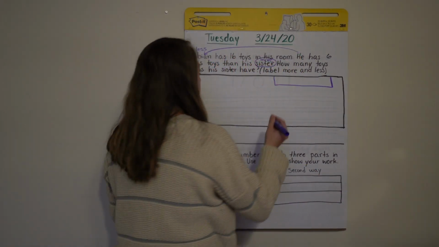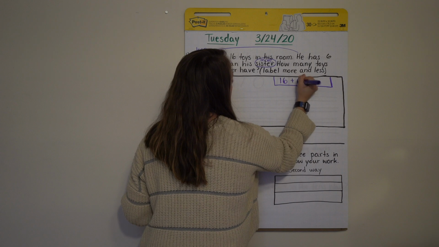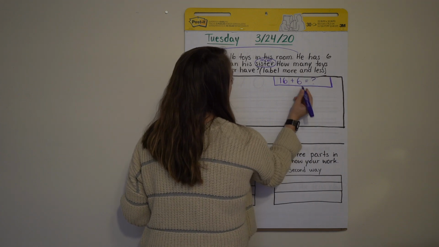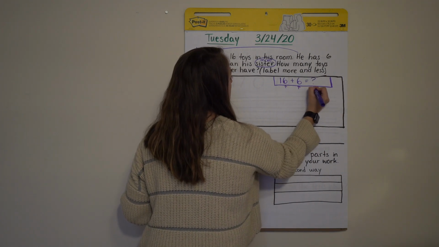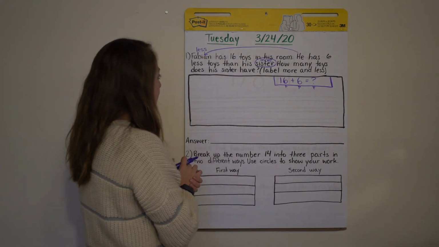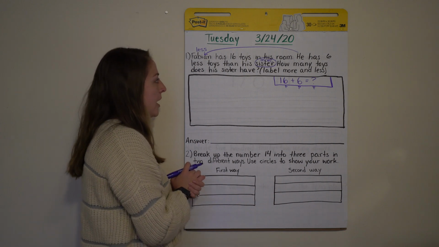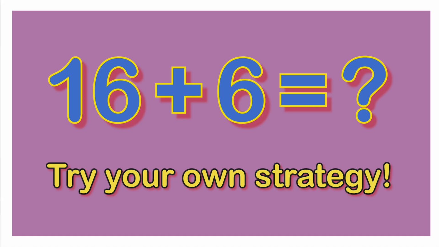Okay, so your number sentence should have been 16 plus 6 equals question mark. These are our parts, and our total is missing, so we know we have to add. Now I want you to do a strategy to show how you're going to get your total.